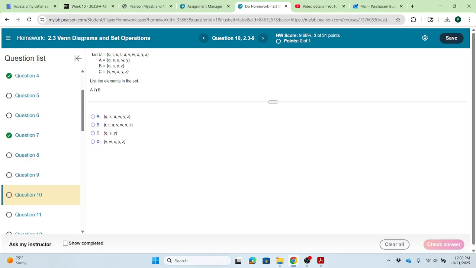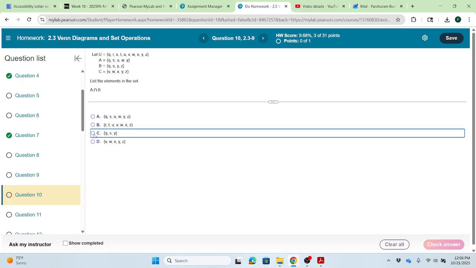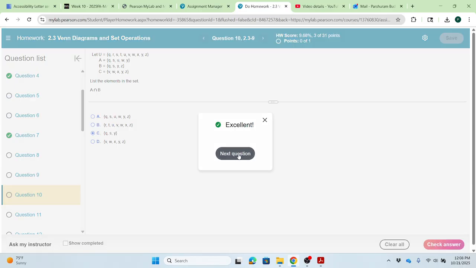A, B, and C are given. List the elements in set A intersection B. Intersection means the common elements: Q, S, and then Y. So Q, S, and Y. That's the intersection between these two sets.